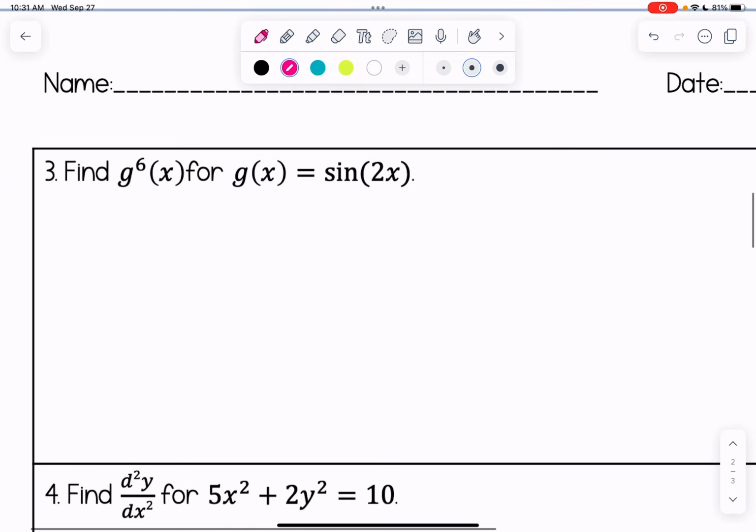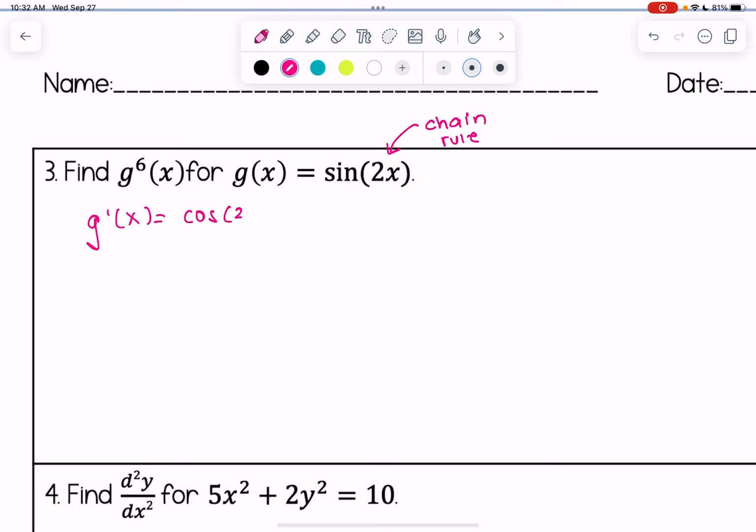Number 3. Find the sixth derivative for g of x equals sine of 2x. Notice here that there's a function in a function. This requires us to use chain rule here. So if I find the first derivative, I'm going to get cosine of 2x times 2, or 2 cosine 2x.